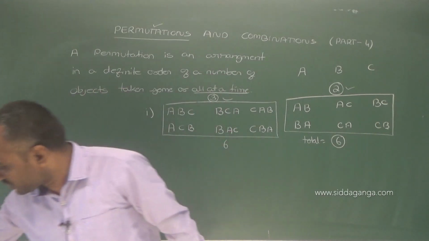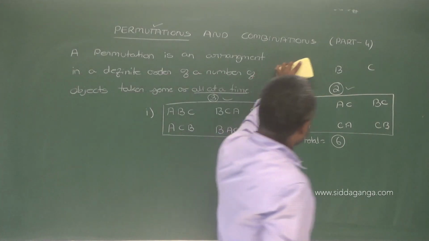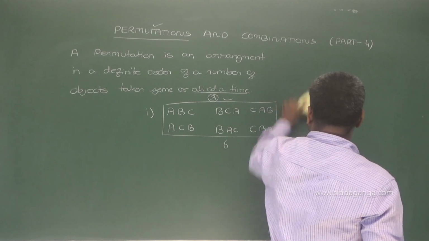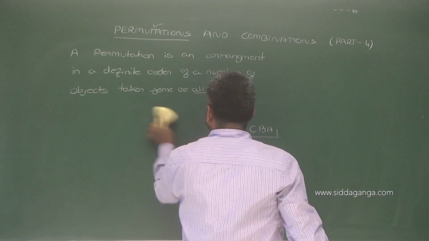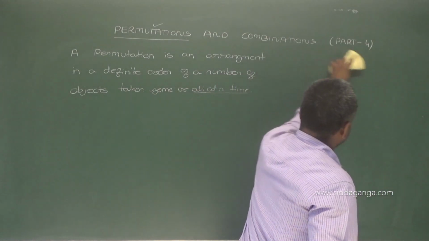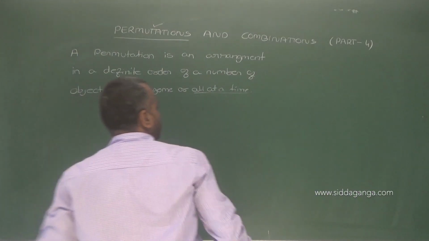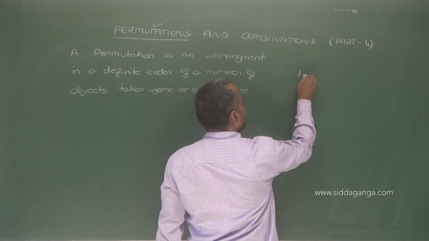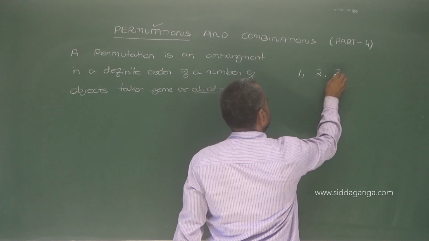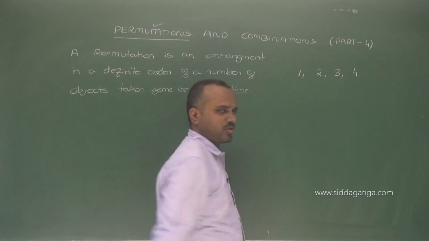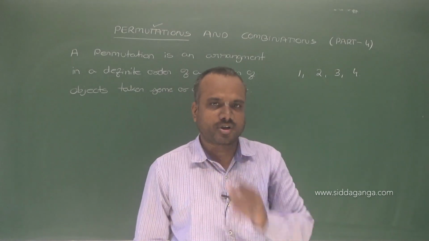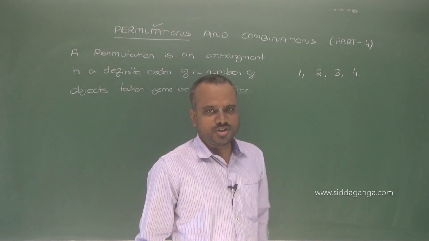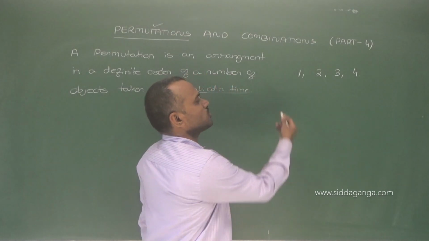One more arrangement, if you want. So if I take 3 alphabets, or if I take 4 numbers, 1, 2, 3, 4, in my pockets, I have to arrange 3 at a time or else 2 at a time.